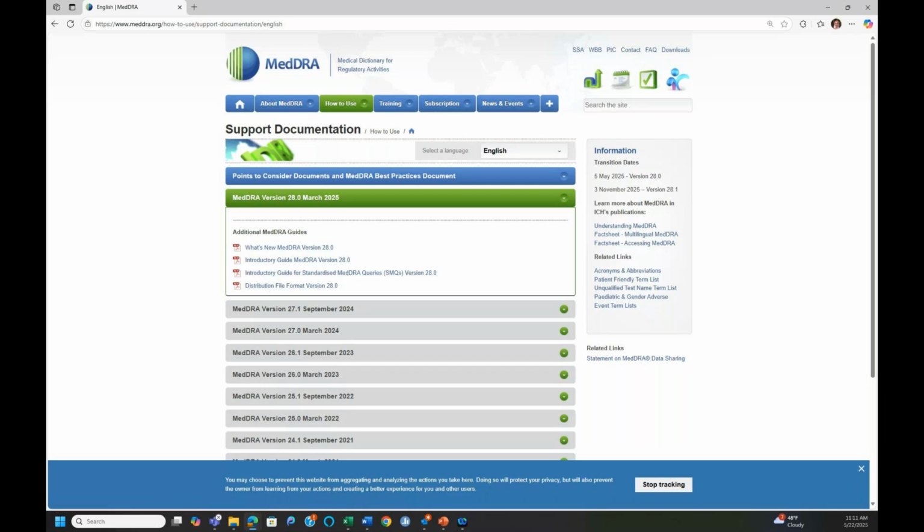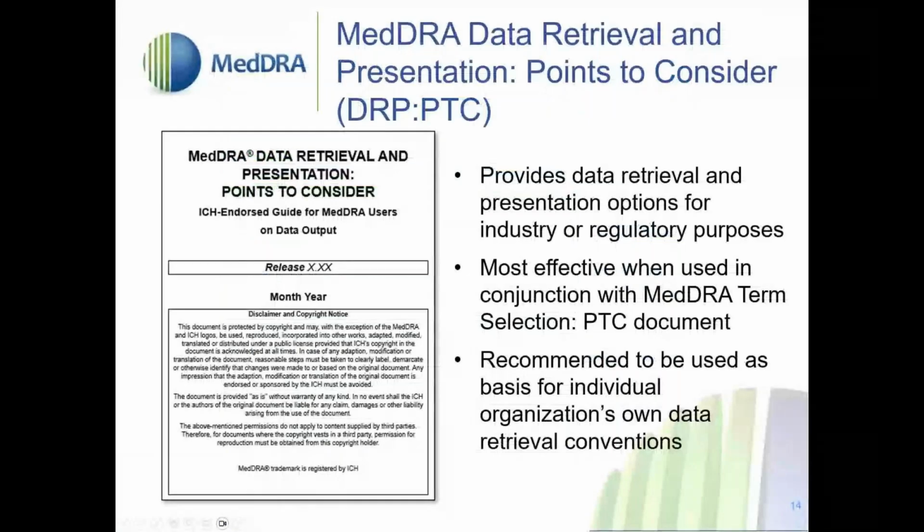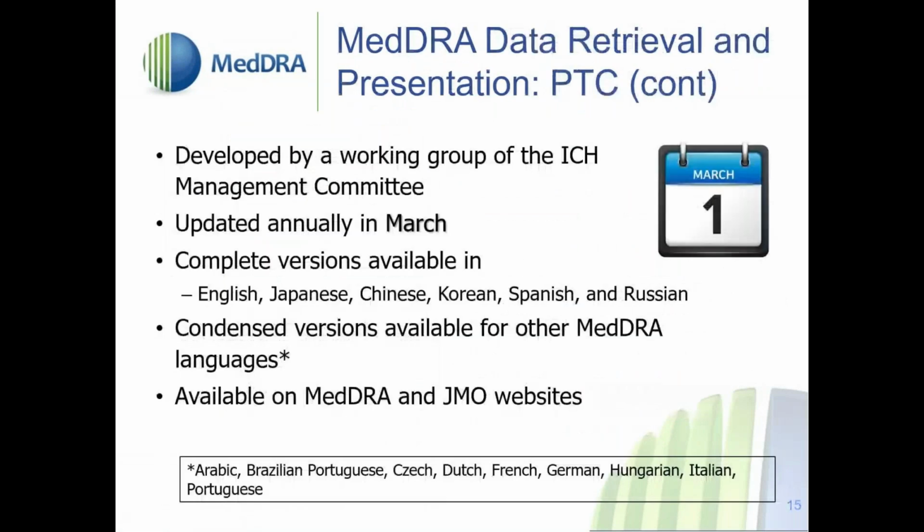So I just wanted to show you where you can retrieve this ICH endorsed guideline. This guideline is developed by a working group of the ICH Management Committee. It's released yearly in March. Even if there's no changes, we just upversion the date. And it's released as a complete version in the 6 languages that you see on your screen, and a condensed version in 9 additional languages. It's available on the MedDRA website, like we showed you, and the JMO website. And JMO is the Japanese Maintenance Organization tasked with maintenance of MedDRA in the Japanese language.